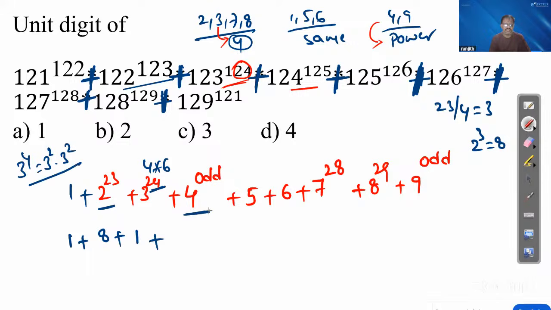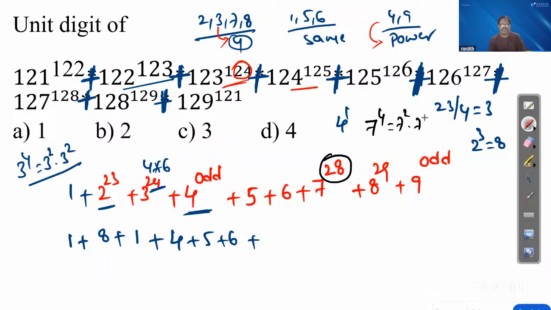So next will be equal to 4 power odd. So 4 power odd will be equal to 4 power 1 will be equal to 4. Next 5, 6. Next here 7 also, after 4 steps we are having the repetition. 28 is a multiplication of 4. So that will be equal to 7 power 4. 7 power 4 equal to 7 square, 7 square. 9 nines are 81. So that is equal to 1.